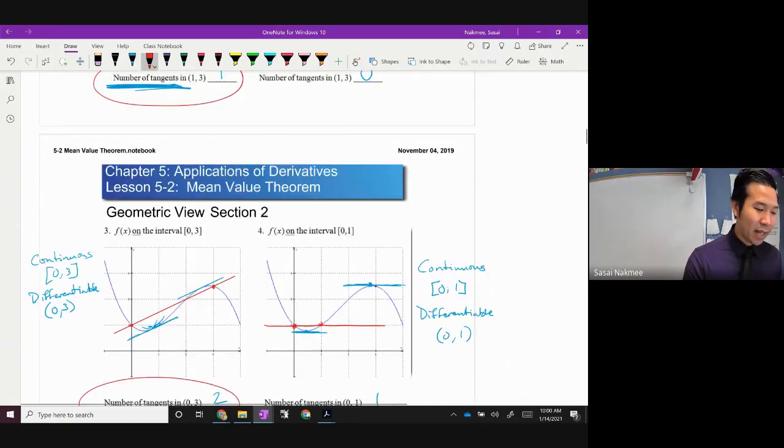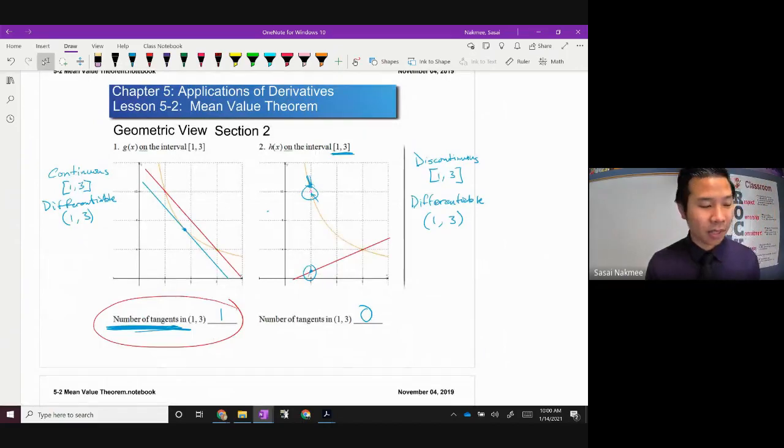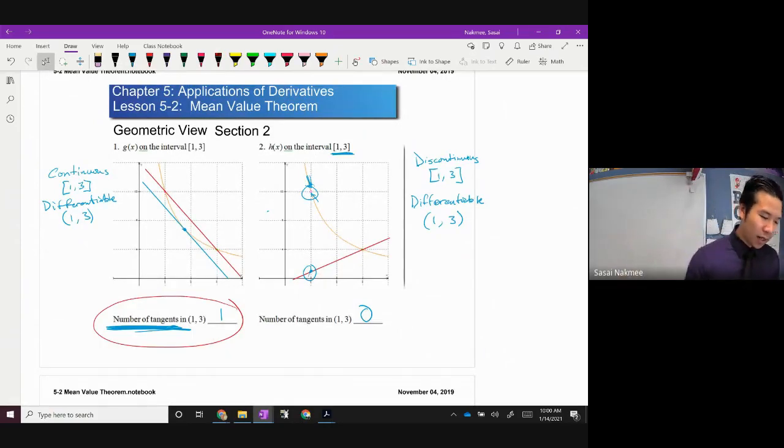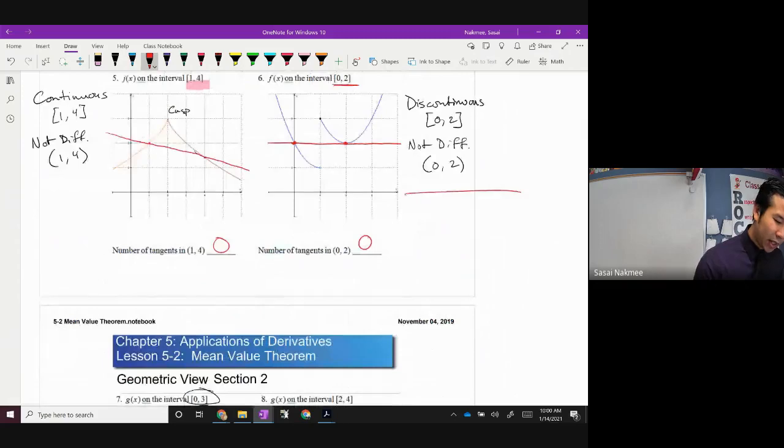If it doesn't have either one of them, right? Sorry, it doesn't have both of them, I should say, right? If it's differentiable but not continuous, it has no tangent lines. And the same can be said if it's continuous but not differentiable. It has no tangent lines.